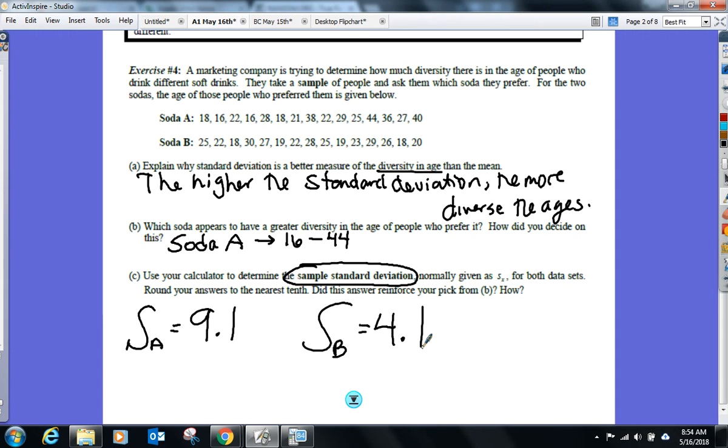All right, so we okay with standard deviation? The higher it is, the more spread out the scores are. The lower it is, the more packed in. What do you got, Kate?